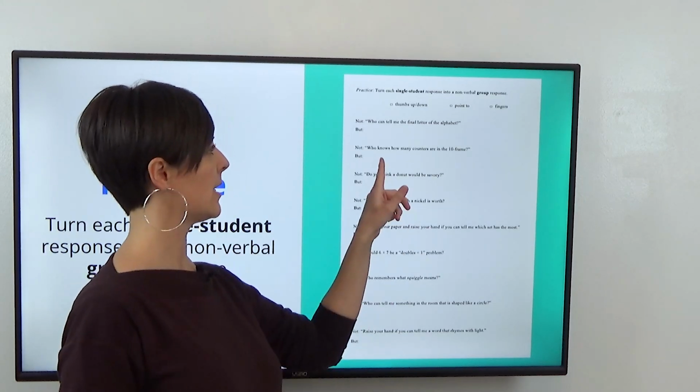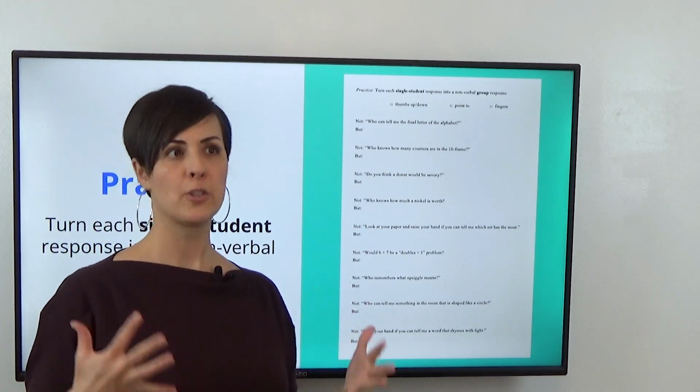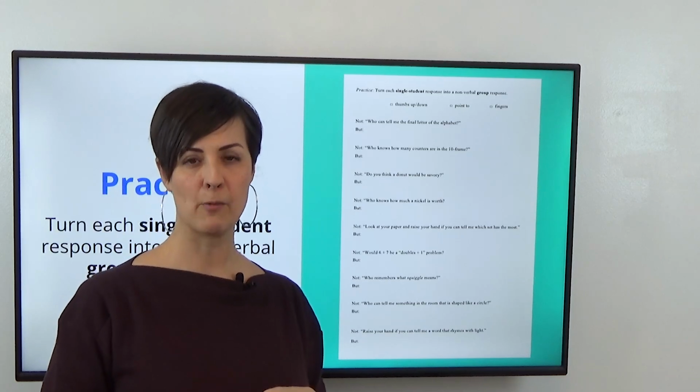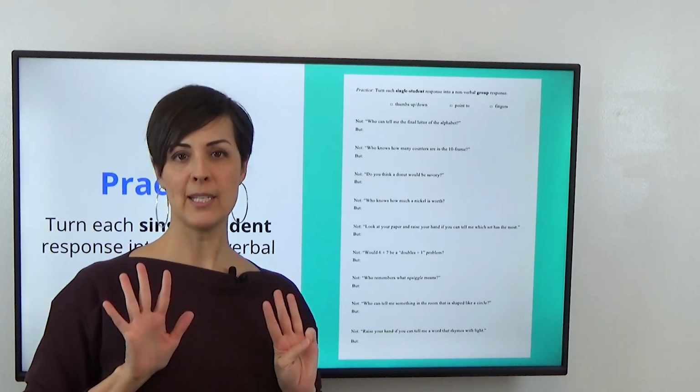So instead of who knows how many counters, show me with your fingers how many counters are in the 10 frame. Show me if you know. You got it. It's 8.